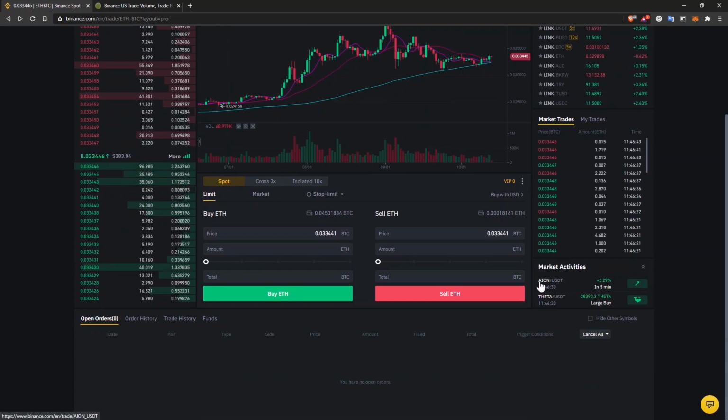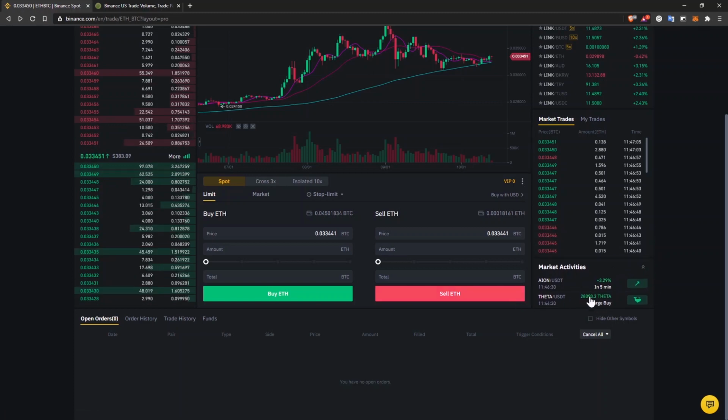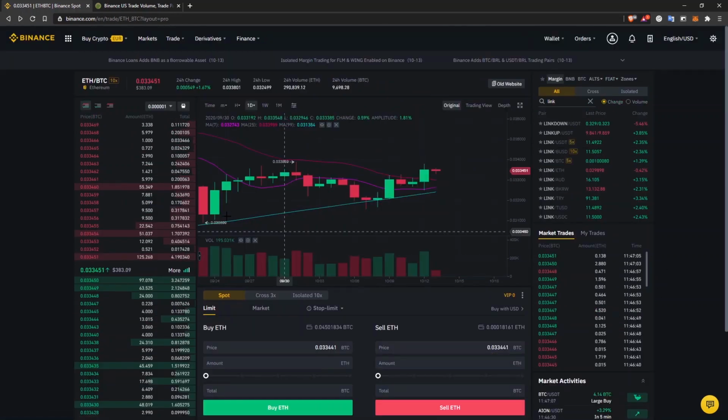And then important market activities. For example, Aeon rose 3.29% only in the past 5 minutes, or there was a large buy of Theta on Theta USDT pair. New 24-hour low and a pullback. This is just some interesting market activity. It won't impact your trading at all.